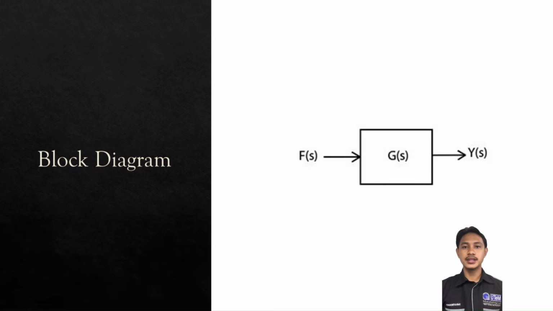Next, this is a block diagram for the control system of vehicle suspension. You can see the block diagram shows the input and output. The input is force F(s), and G(s) is the transfer function, and Y(s) is the output.